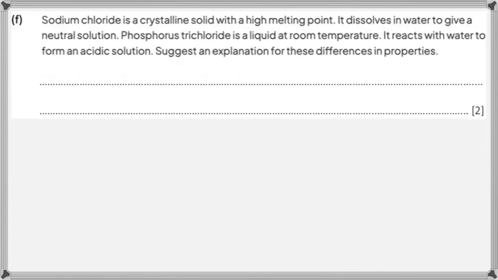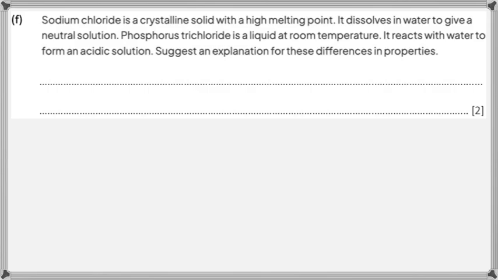For letter F, sodium chloride is a crystalline solid with a high melting point. It dissolves in water to give a neutral solution. Phosphorus trichloride is a liquid at room temperature. It reacts with water to form an acidic solution. Suggest an explanation for these differences in properties. It's only 2 marks. So again, we can say that sodium chloride is a combination between a metal and a non-metal. Therefore, it's an ionic compound.